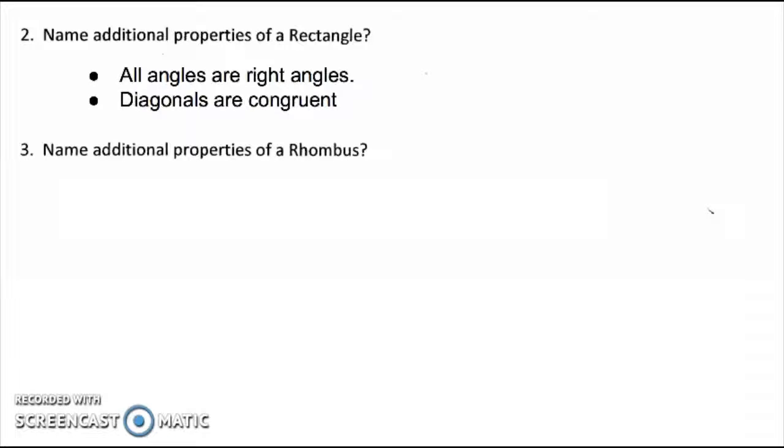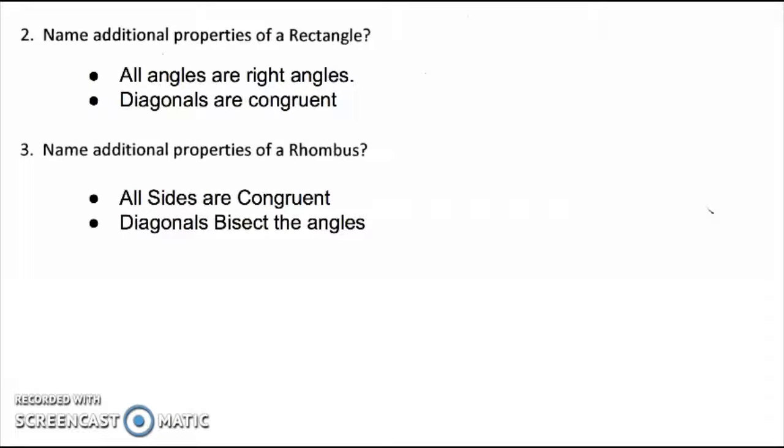Number 3, it says to name additional properties of a rhombus. A rhombus, all the sides are equal. The diagonals also bisect the angles, meaning it cuts the angles in half.